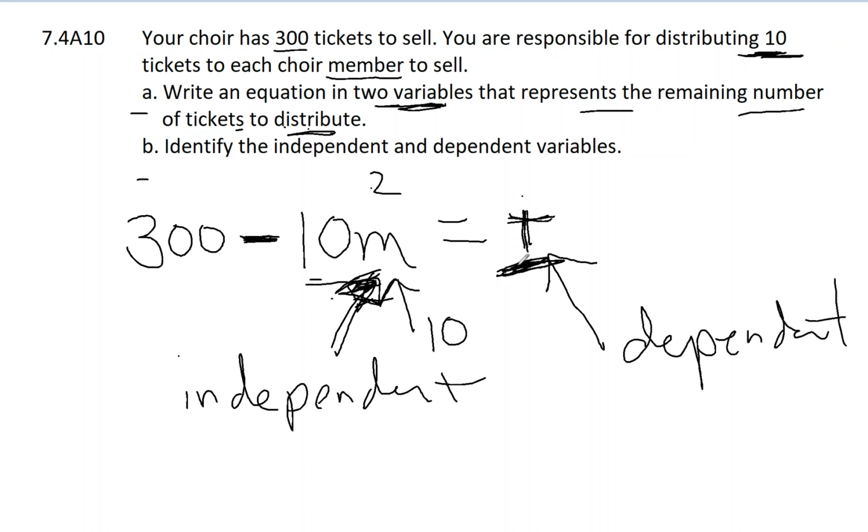So this value right here is a result of what this value is. So that's why it's dependent on this one. So yeah, this is a hard problem. I hope I didn't make it even more confusing for you.